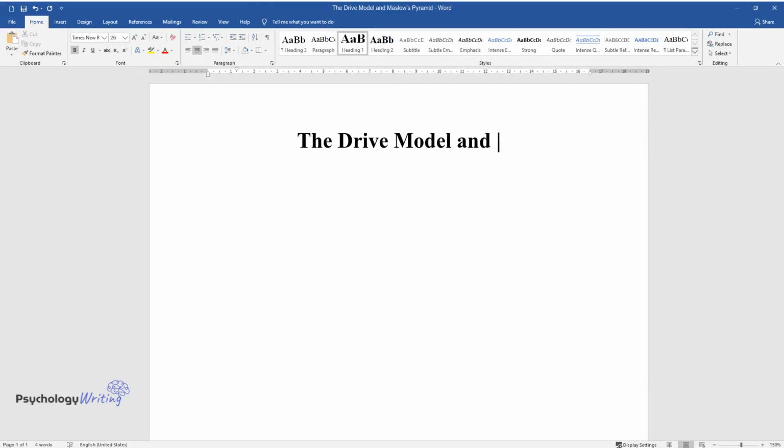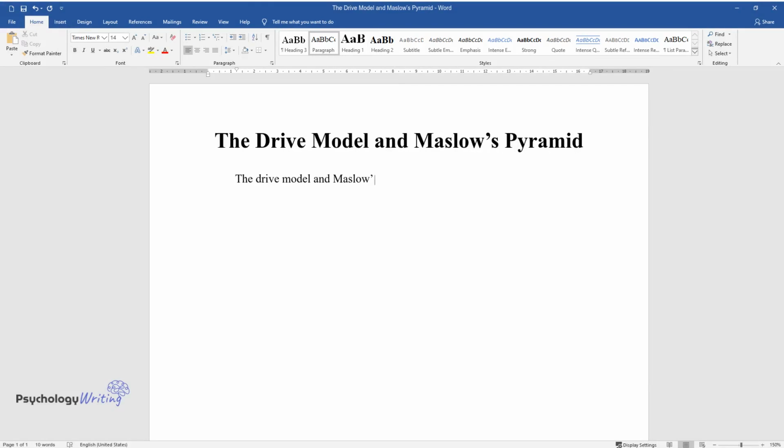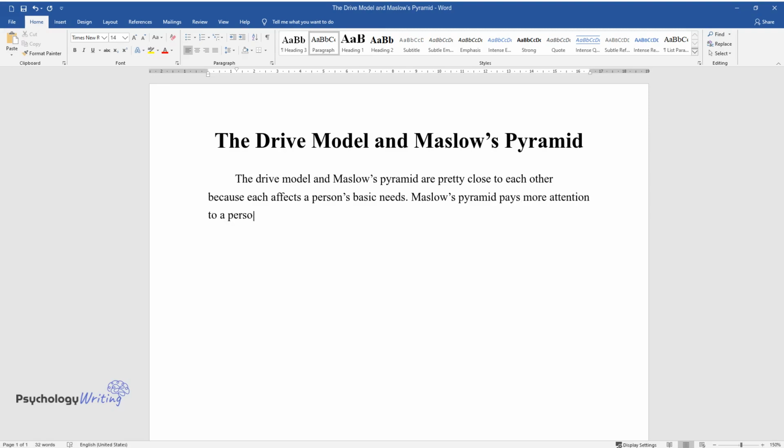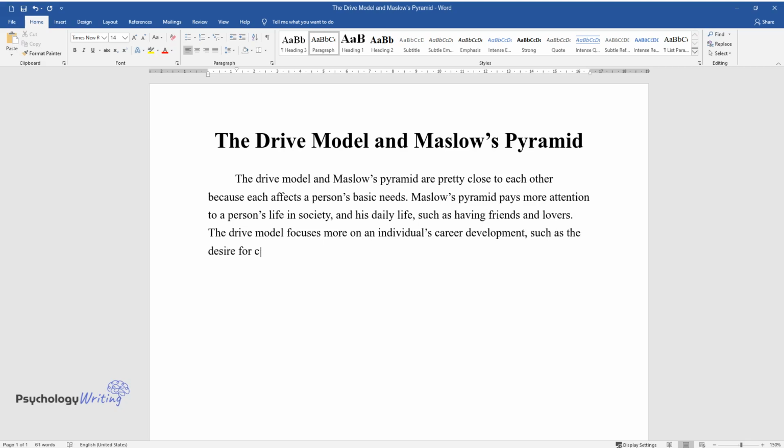The drive model and Maslow's pyramid. The drive model and Maslow's pyramid are pretty close to each other because each affects a person's basic needs. Maslow's pyramid pays more attention to a person's life in society, in his daily life, such as having friends and lovers. The drive model focuses more on an individual's career development, such as the desire for connections and acquisition.